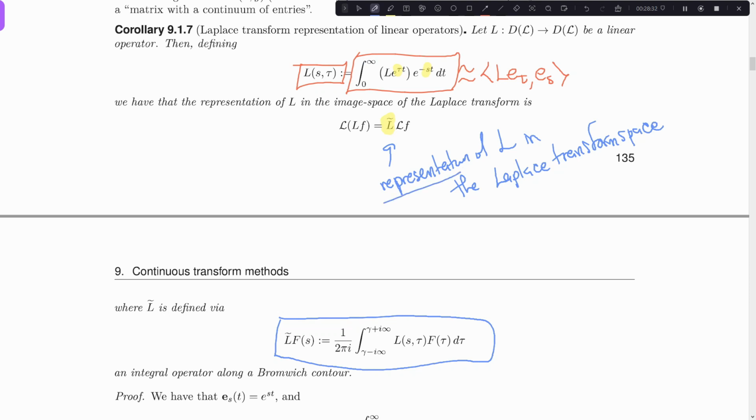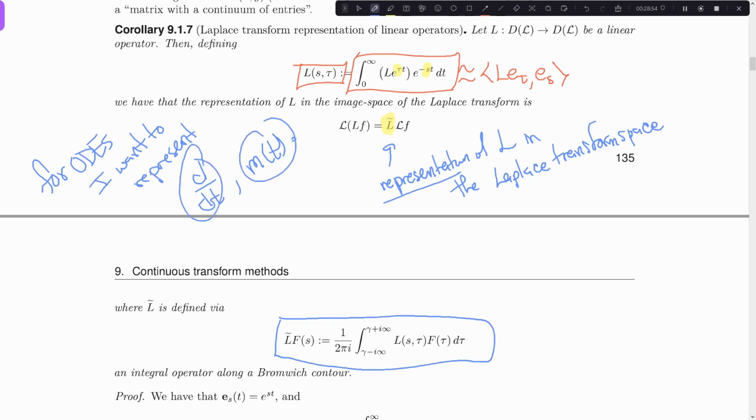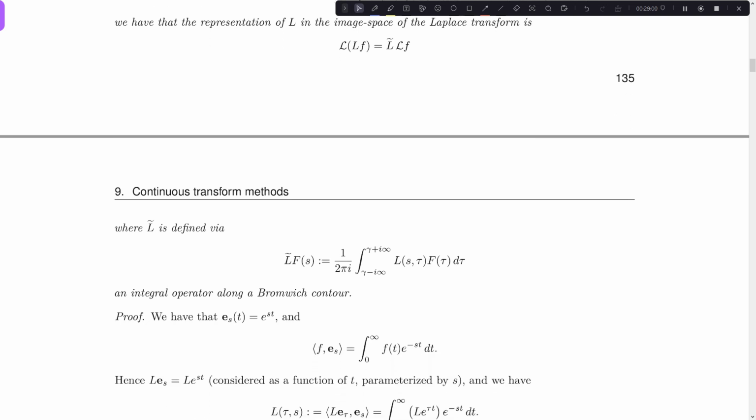Ideally, let's say for ODEs, I want to represent two things. I want to represent my derivative, and I want to represent multiplying by a function. This is the same way it was in the last chapter. I want to represent two very particular linear operators. One of them is the derivative, the other one is multiplication by a function. Let's see what those look like.